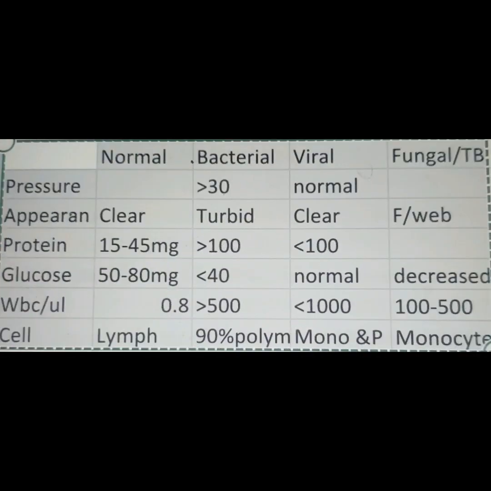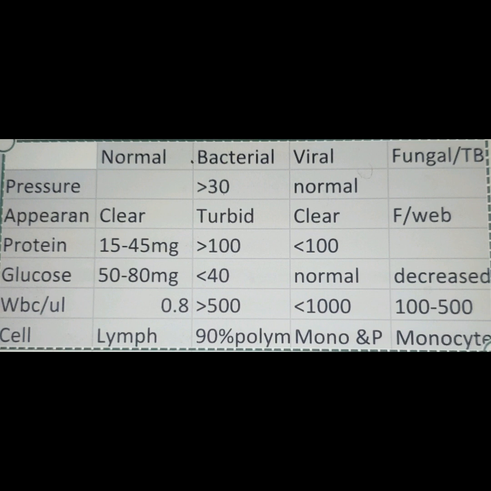Let us now look at the values when there is a deviation from normal. In terms of pressure, there is increased pressure when it's bacterial, and the viral is normal, fungal is normal. The appearance is clear for normal, but very turbid because of pathogenic organisms that are expected in that infection. But viruses don't produce much pus, that is the polymorphonuclear, and the TB will appear like fibrin webs.